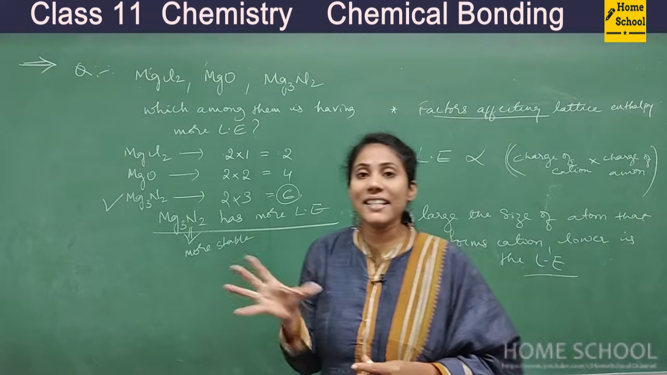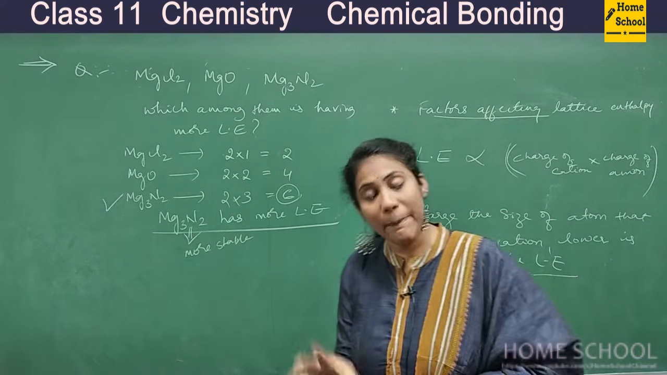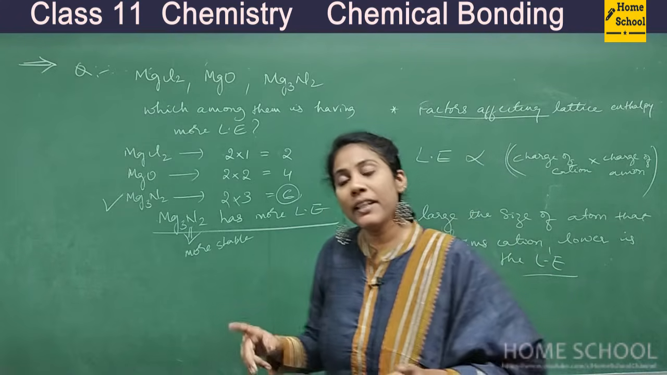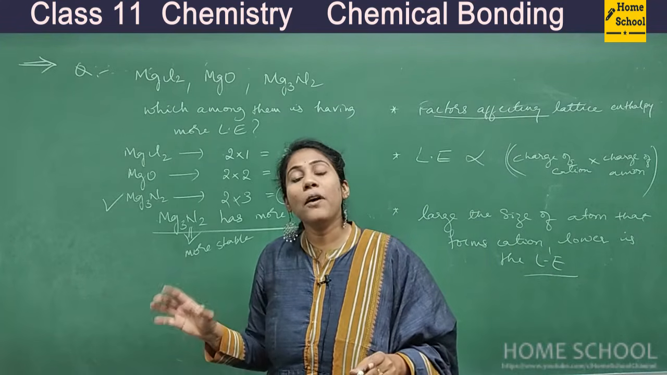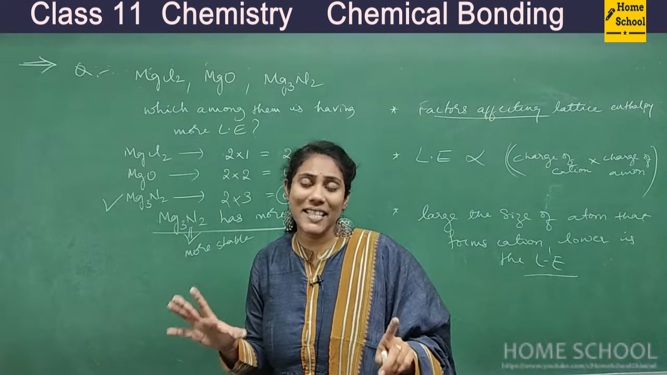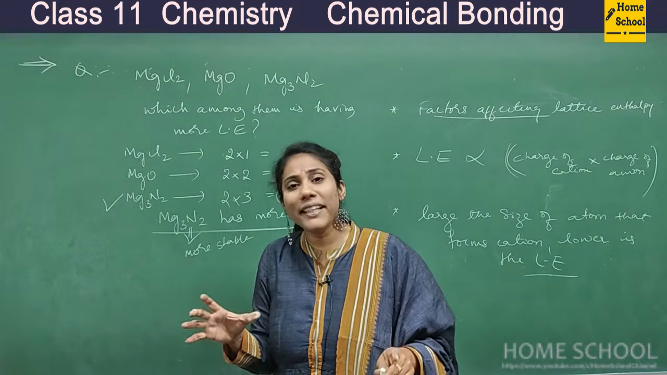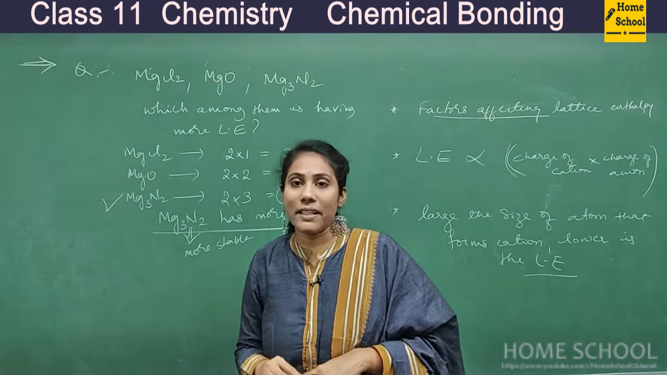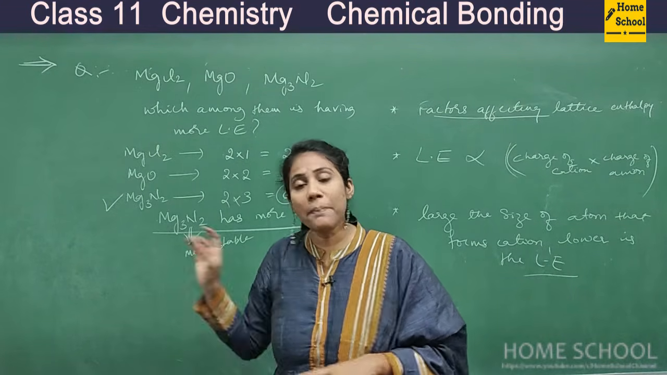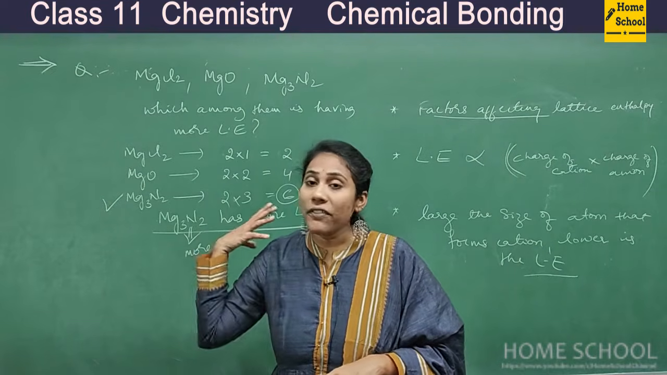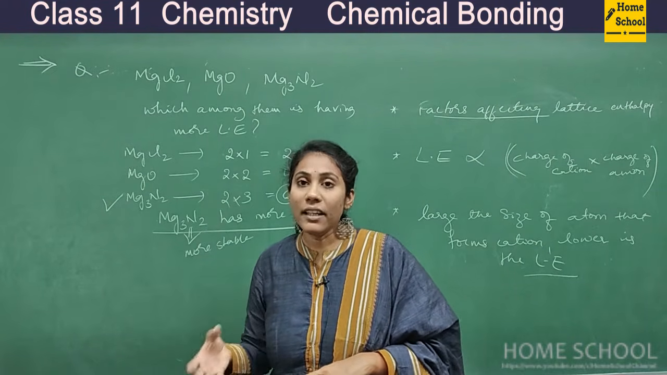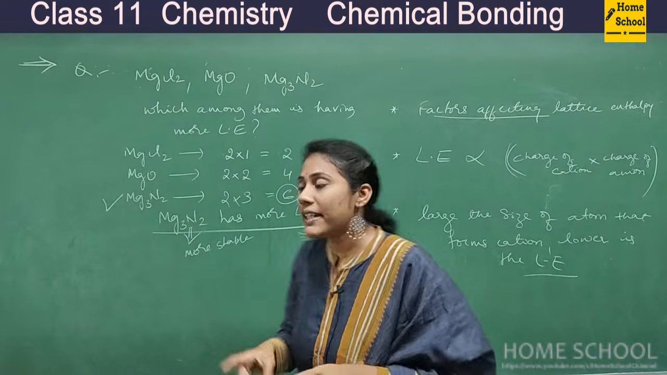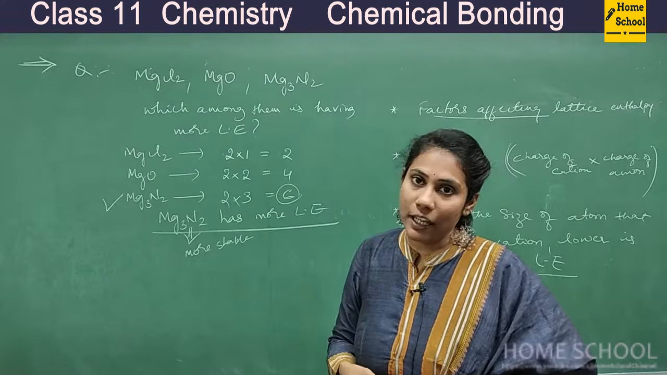So based on lattice enthalpy, you can to some extent decide the stability of ionic compound. And remember here, stability of ionic compound doesn't only depend on lattice enthalpy. Okay, it is one of the factors on which stability depends. For deciding stability of ionic compound, there are various factors that you need to consider, but based on lattice enthalpy, if you are talking about stability, then this is how you can work it out.